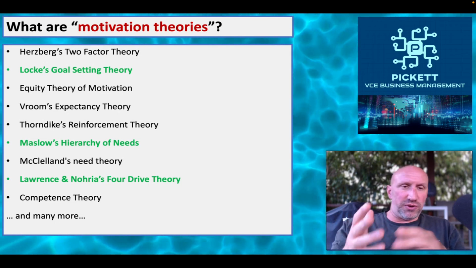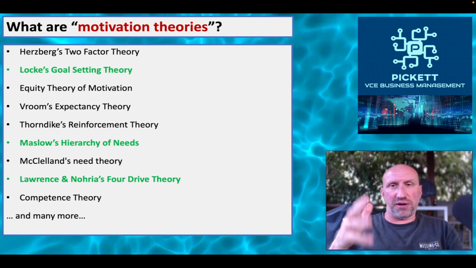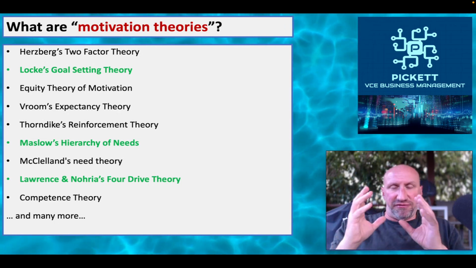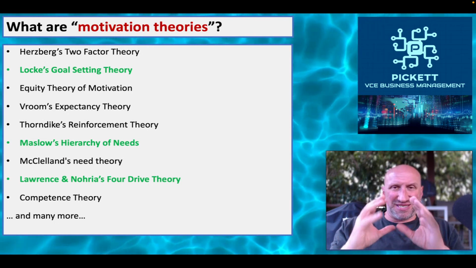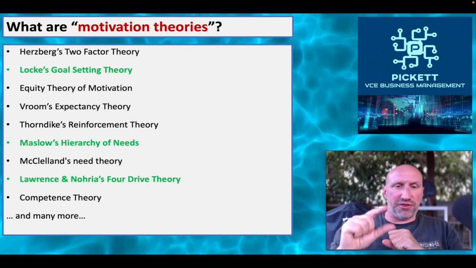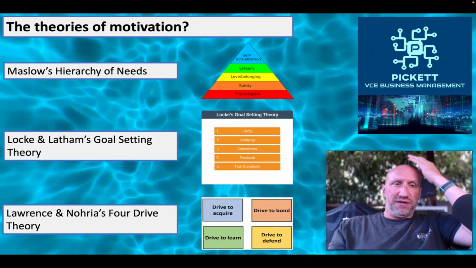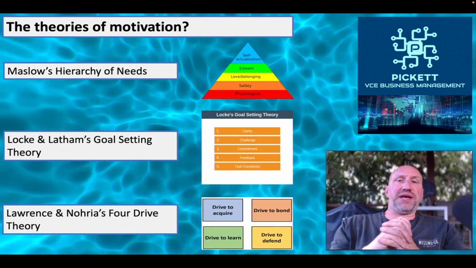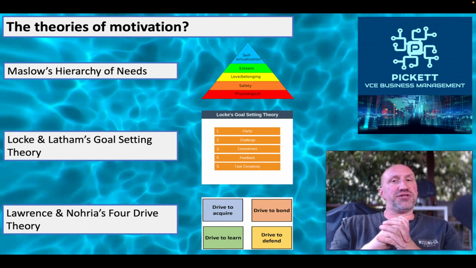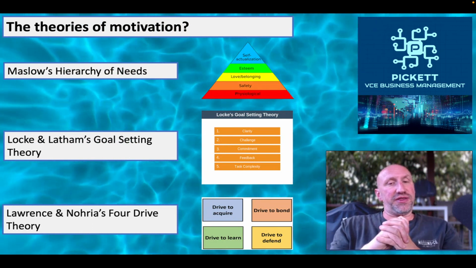And you will, because we're not going to talk about any of the others and you won't know anything about them, so you kind of can't. But yeah, very, very specific script for this one. Those 3 are the ones that we're going to talk about today. So Maslow's hierarchy of needs, Locke and Latham's goal-setting theory, and Lawrence and Nohria's 4-drive theory.